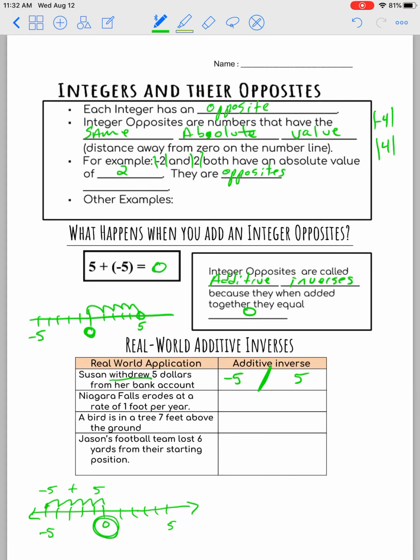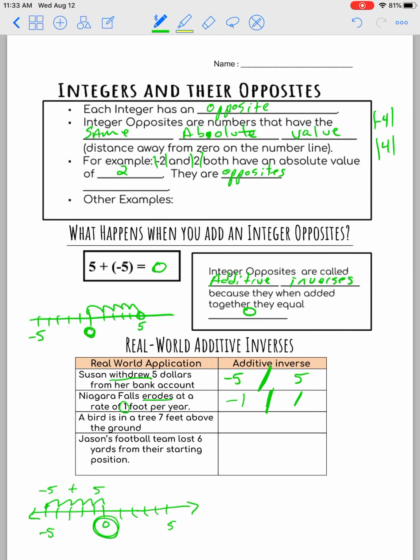Niagara Falls erodes at a rate of 1 foot per year. Well, erode, remember previously, was to take away, so that's a negative 1. What is its additive inverse? What is something added to negative 1 that equals 0? It'd be 1.